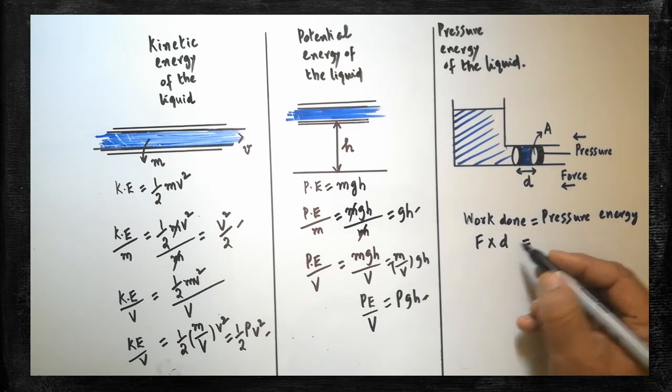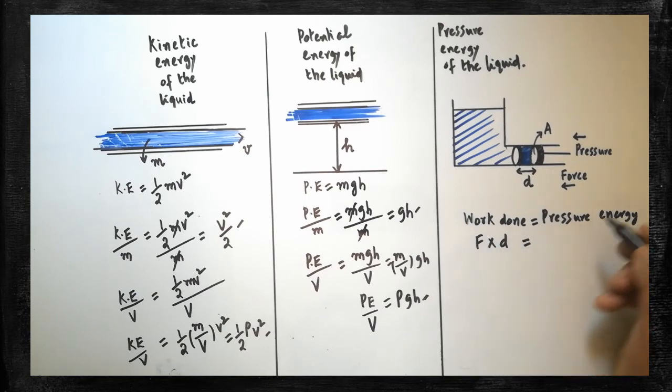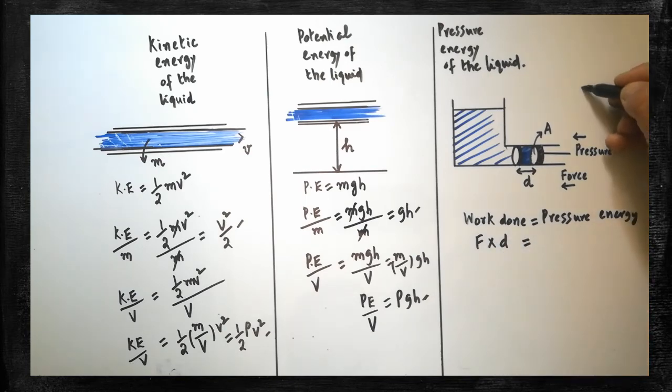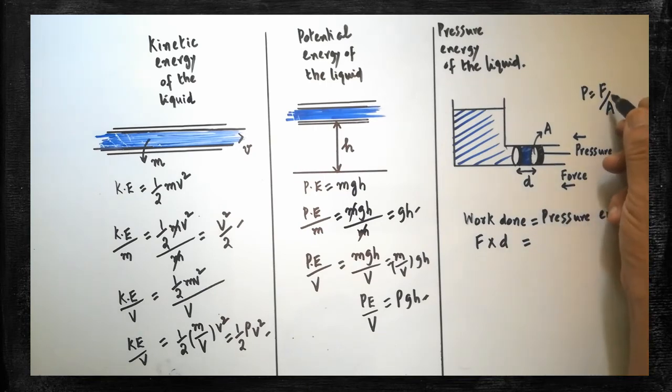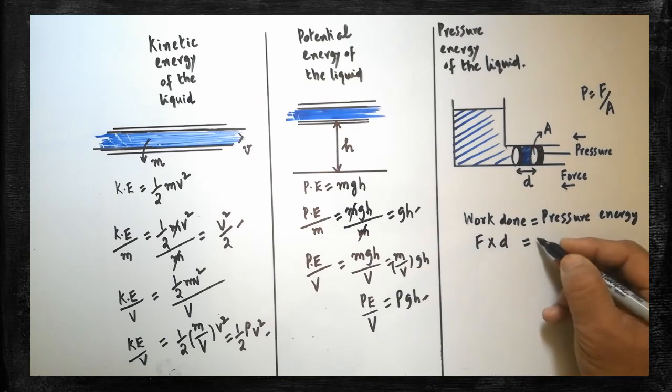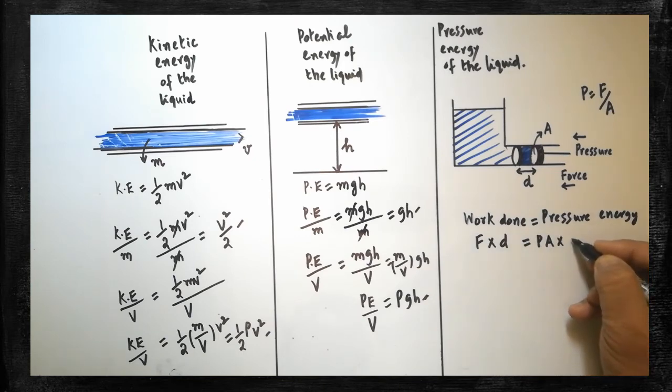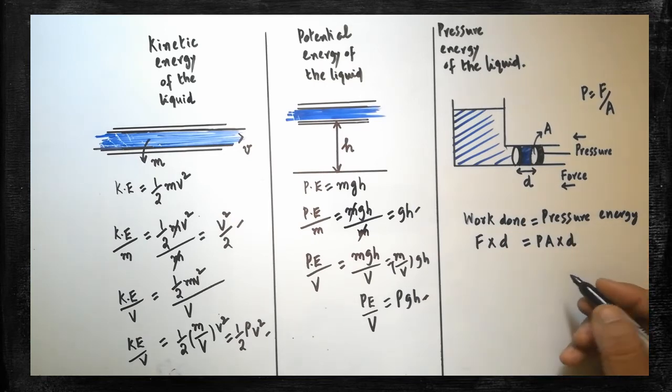So how to calculate the force? What is the fundamental formula? Pressure is equal to force per area. Some amount of force is acting on the area. So force is equal to pressure into area. In the next step we can write pressure into area into D. So what is the next step?